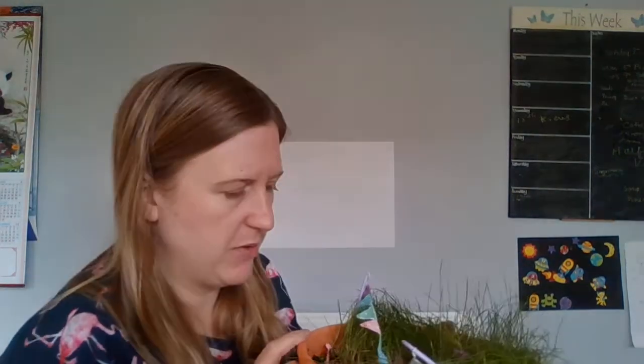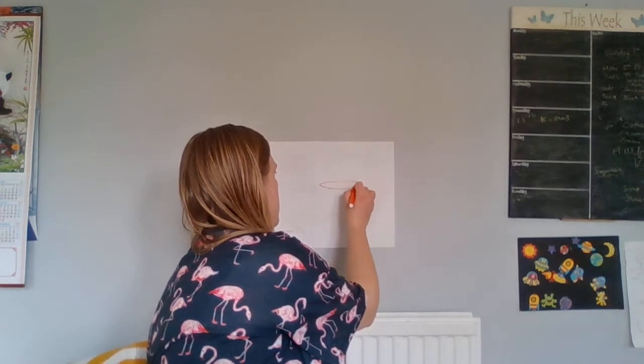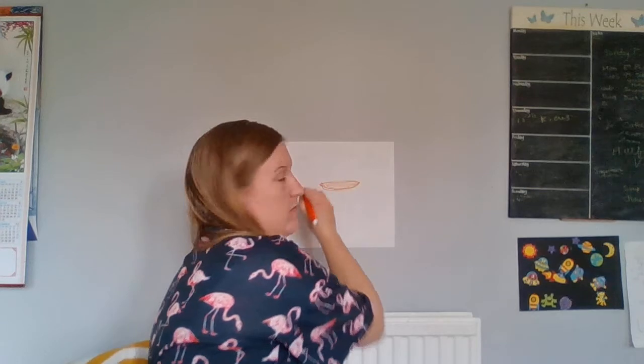Okay, so I am going to have a go at drawing some of my grass. That's quite an easy thing to draw, so I've got quite lucky with that. If I had a flower from the garden, for example, I could draw that. So I'm just going to draw, first of all, my big bowl that everything's in. And then I'm going to add my grass.